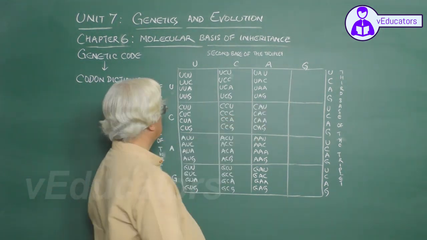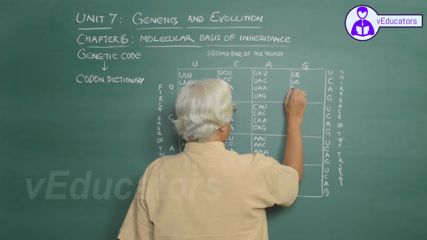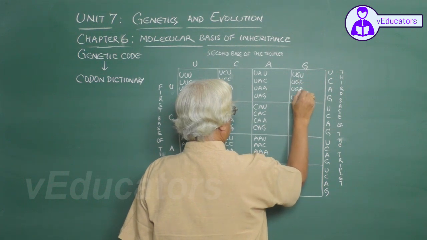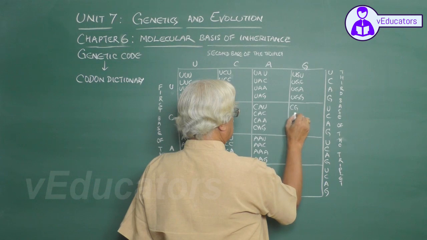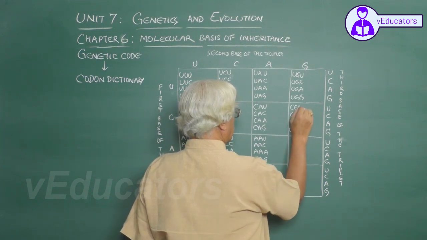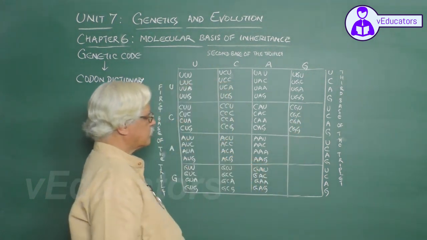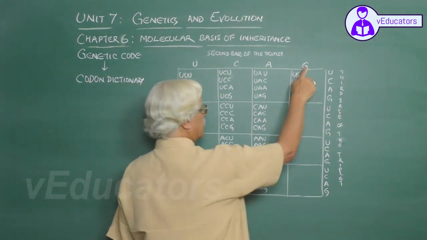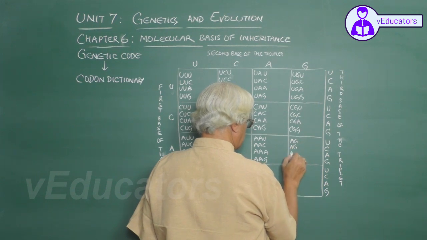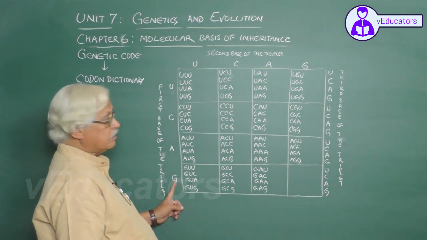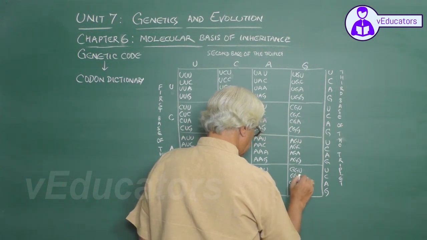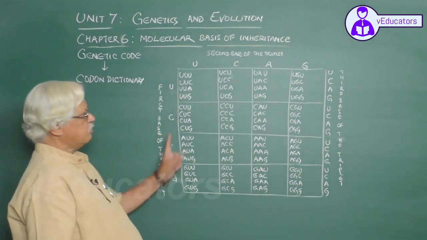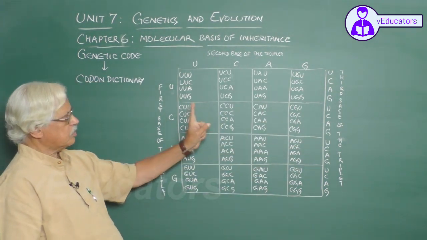Now the second base is going to be G. So UG, then U, C, A, G. First base C, second base G, CG, UCAG. First base A, second base G, AG, UCAG. First base G, second base G, GG, UCAG. These are the 64 possible combinations.